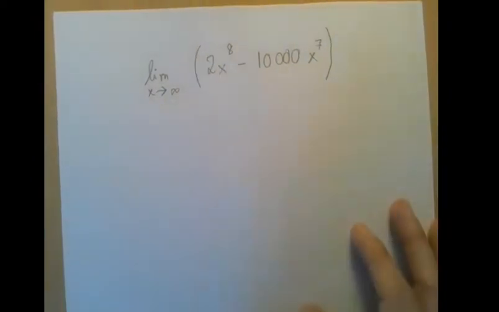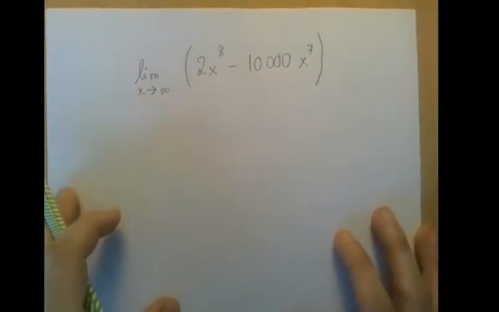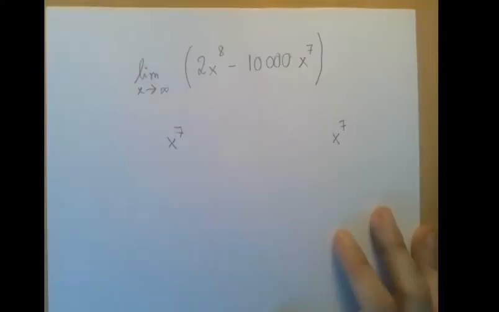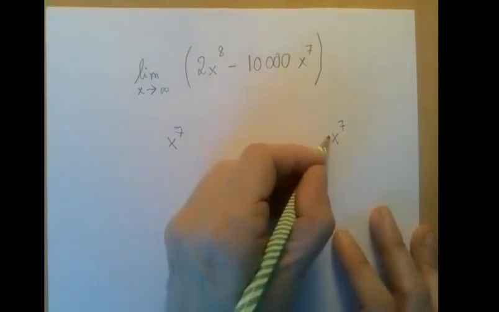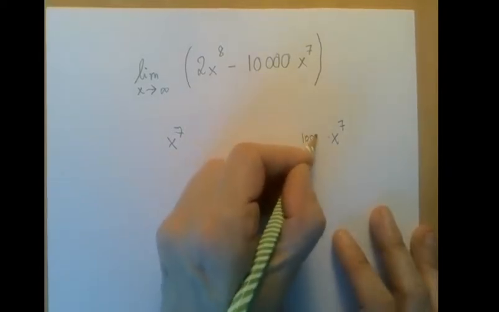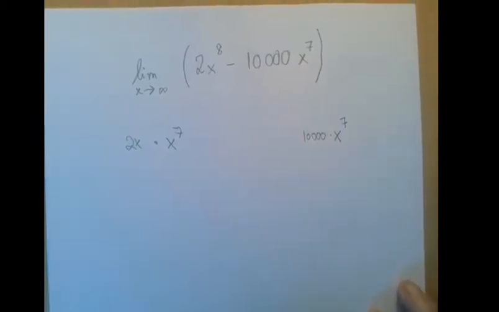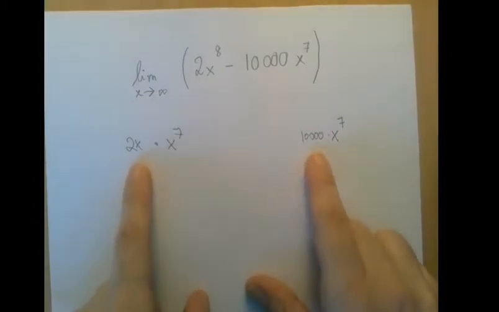Here is how you can sort of get the idea intuitively. What's common between them? X to the 7th, right? Now, what are they getting multiplied by? This x to the 7th is getting multiplied by 10,000, and this by 2x. So who's going to be bigger here? And so basically, we compare 2x with the 10,000.